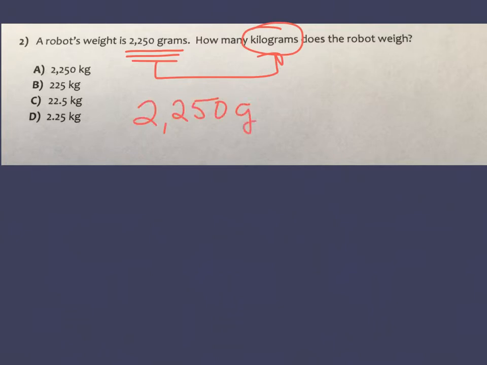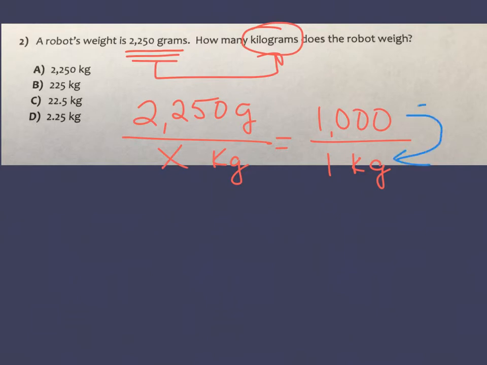2,250 grams is, we're not sure yet how many kilograms. But the STAAR reference card said that 1,000 grams was the equivalent to 1 kilogram. So once again, if we use the within strategy, we can divide by 1,000 to get to 1. So we would do the same thing on this side, dividing by 1,000.